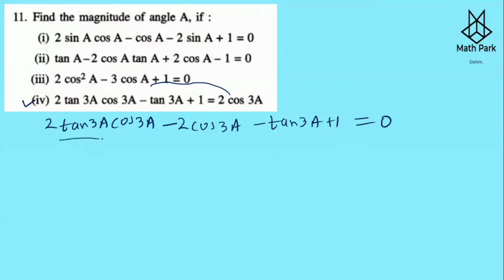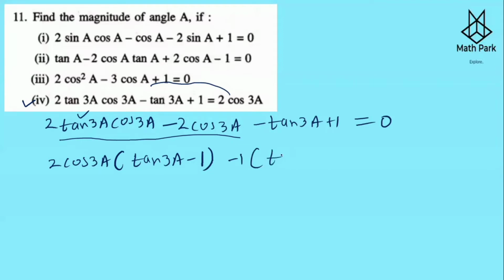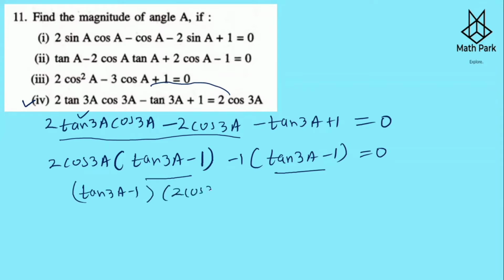Now from these two terms, we can have 2 cos 3a common. So if we take 2 cos 3a common, from here we are left with tan 3a and minus 1. From here, if I take minus 1 common, we are left with tan 3a minus 1, which is equal to 0. So this is common here. So the factors are tan 3a minus 1 times 2 cos 3a minus 1 is equal to 0.